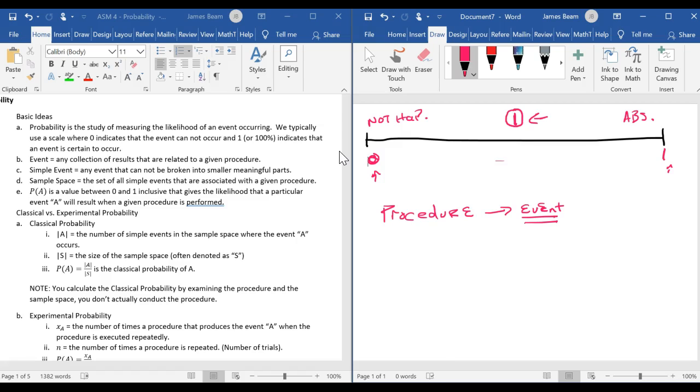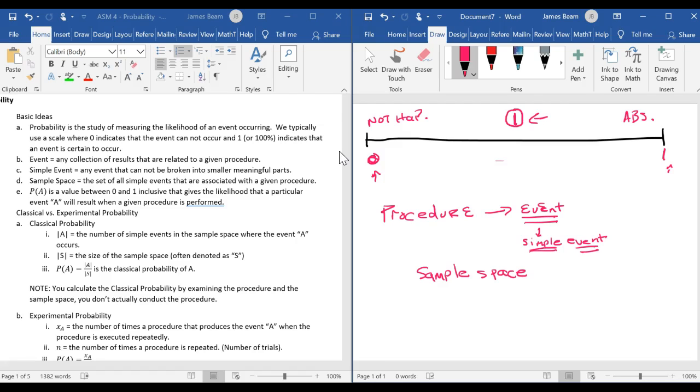If we take those events that can occur and we break them down into their smallest components, we call that a simple event. That's the smallest possible thing that we can break it down into. If you take all of the simple events that are associated with a given procedure, we call that a sample space. So if you take the probability of all the simple events, you should get 1.